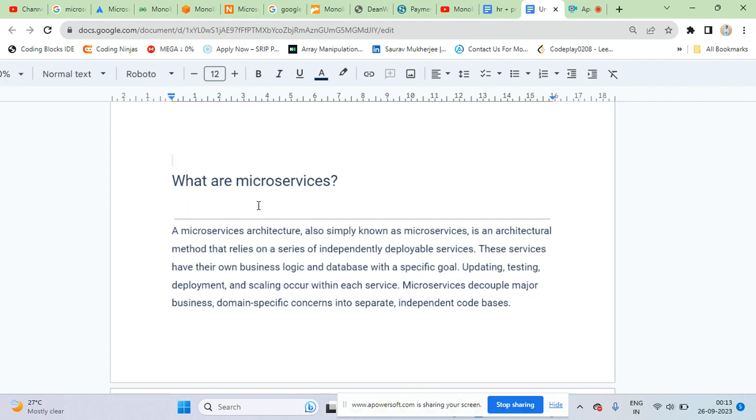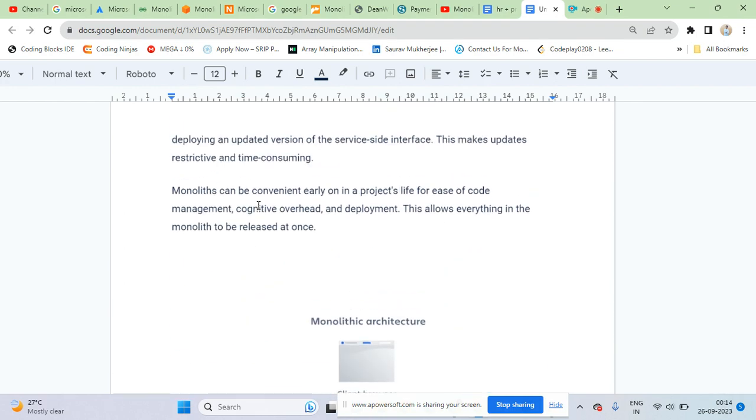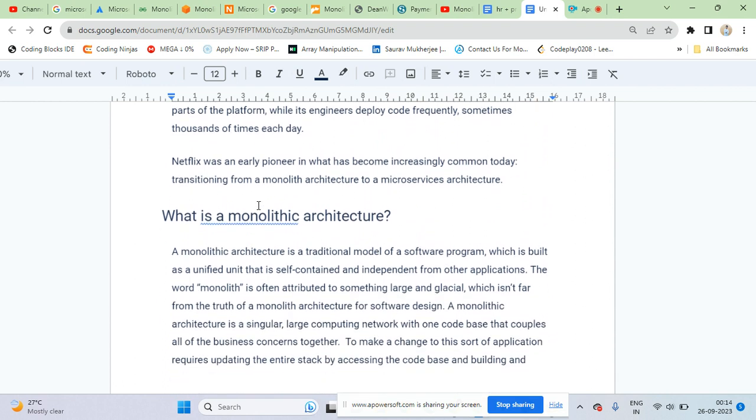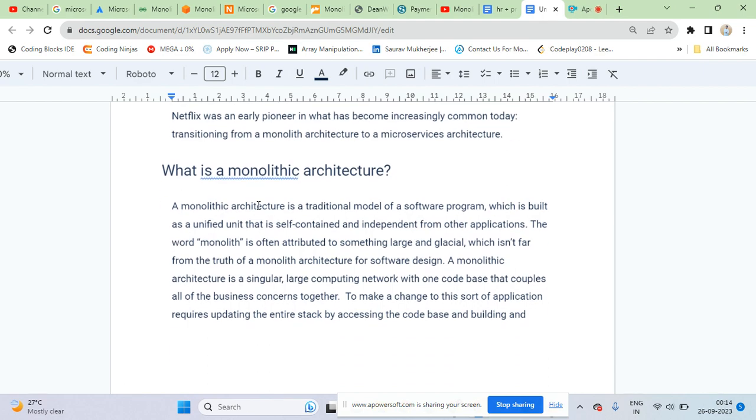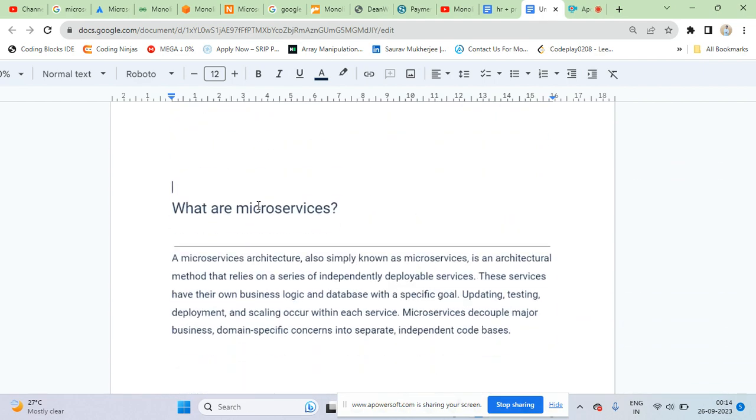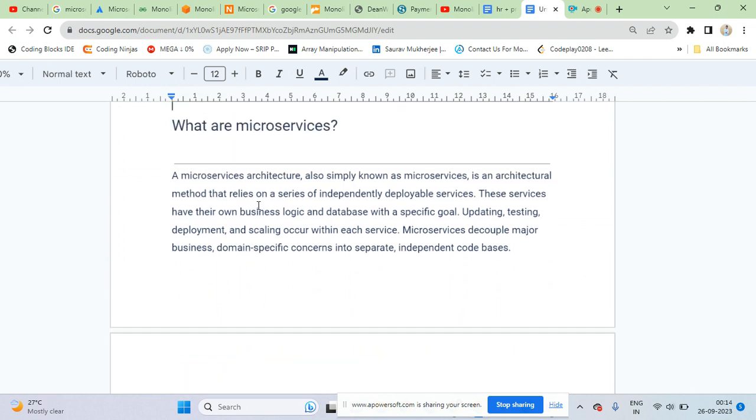So what are microservices now? Let's talk about it. It is not like a monolith. First of all, it is not a single unit of code, one large piece of code. It is distributed in nature. It relies on independently deployable services.